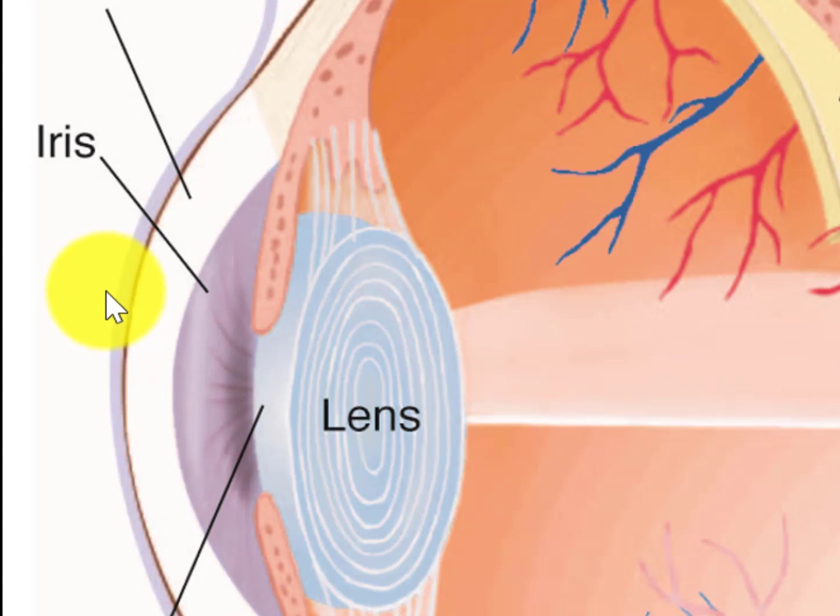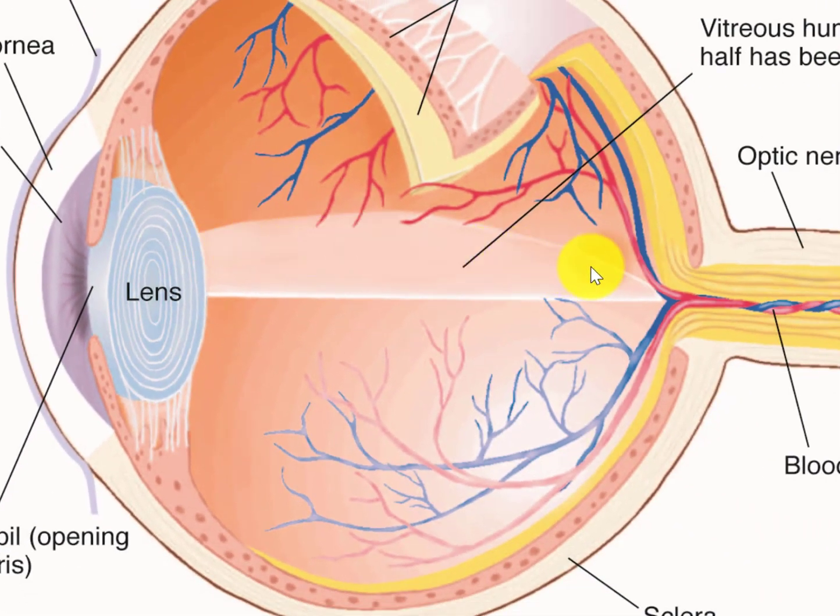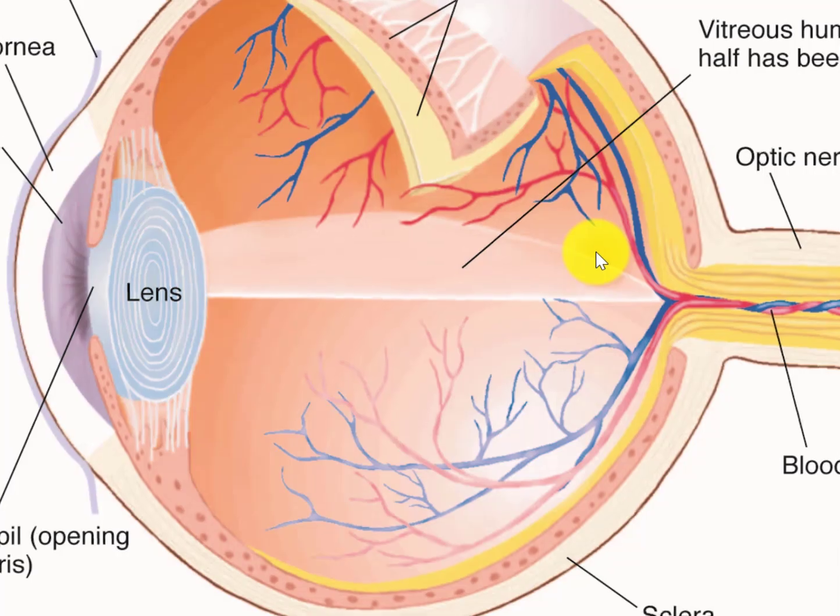The light is accommodated, or bent, at the cornea quite a bit, but it is bent also at the lens, and the lens is what's accommodating or focusing that light back here onto the retina. It actually flips it upside down, and you use your brain to flip it right side up.